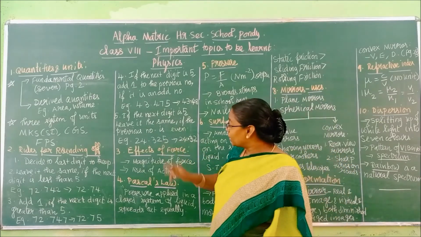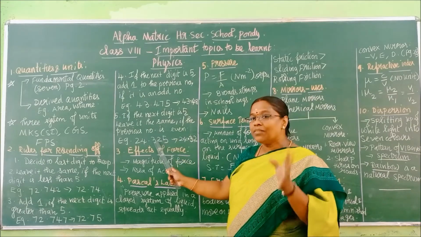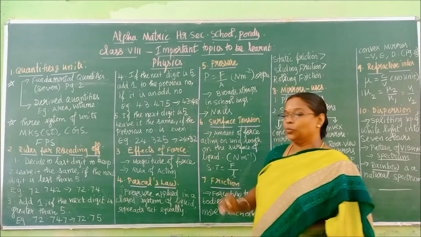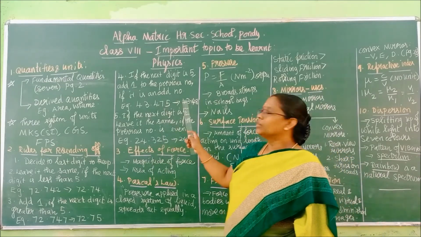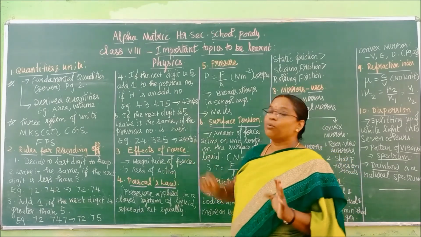Right? See the number, the last digit is 5, but the previous number is even. Even means we have to leave it as it is. 24.32. It is going to be add 1. Clear, children? So this is a very, very important question.